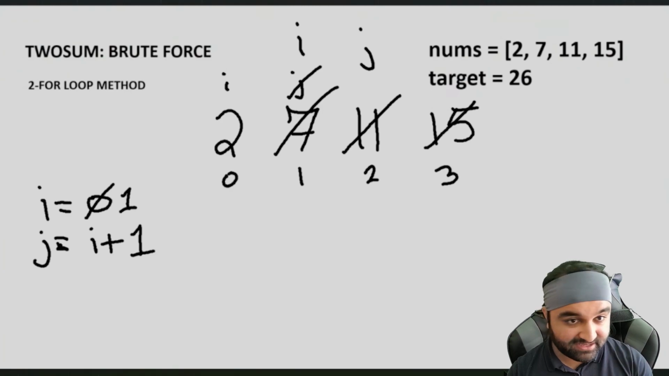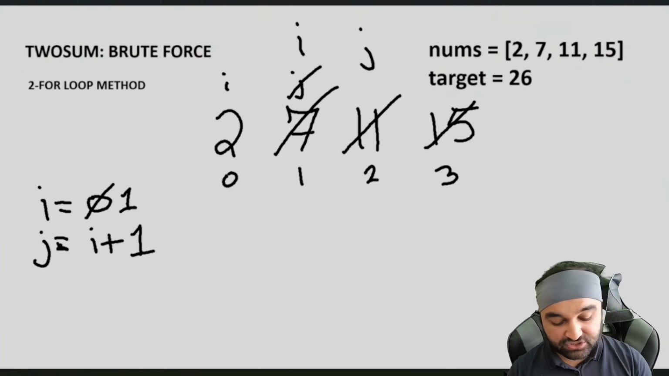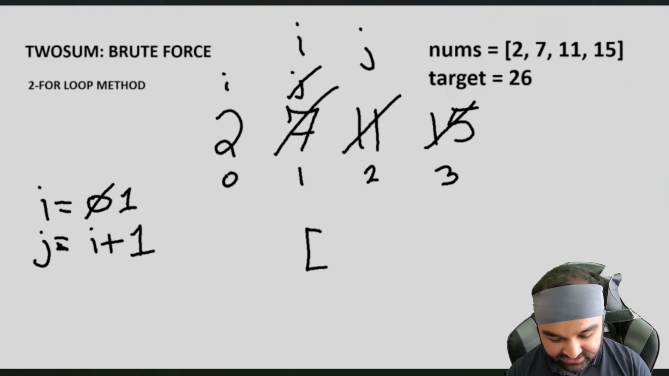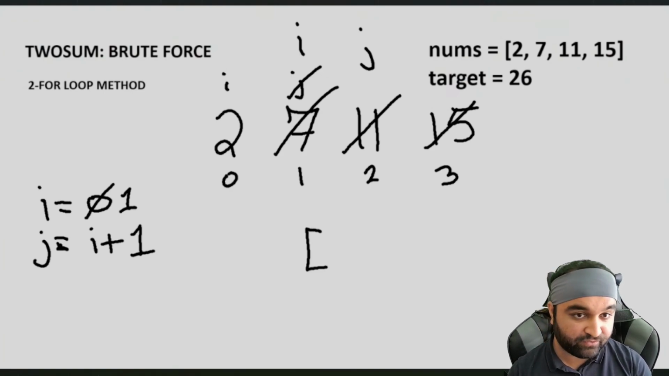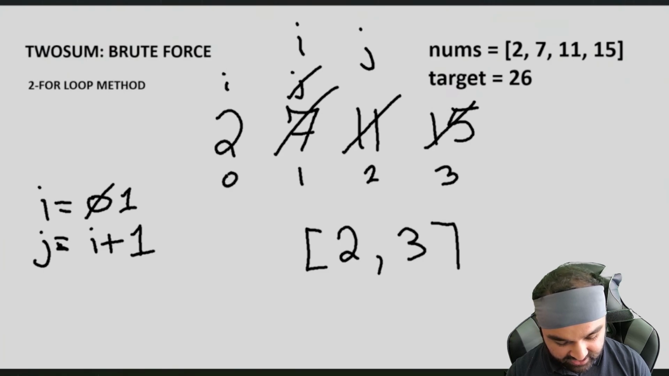And then obviously, where i is equal to 2, that means it's going to be 11, and then plus what j is at, 15, it does give us 26. So at that point, we're going to return a new integer array of those two indices, which are representative of where the variables are at. When i is at 2, that's when it equals 11, and then j would be at 3. And this would be our solution.